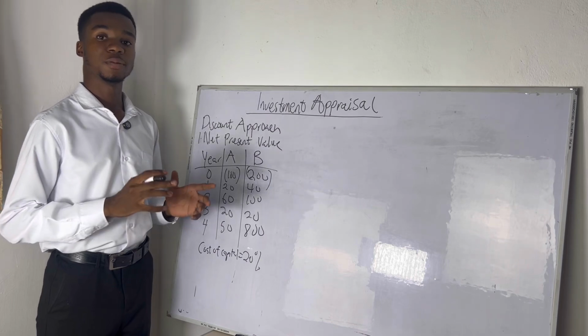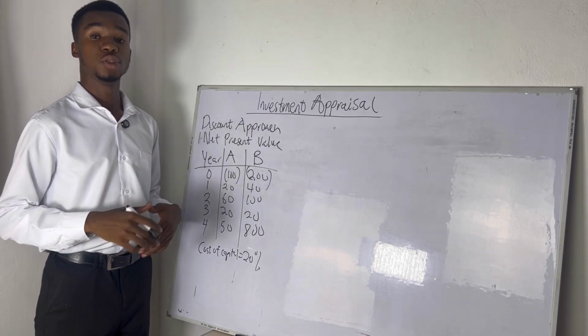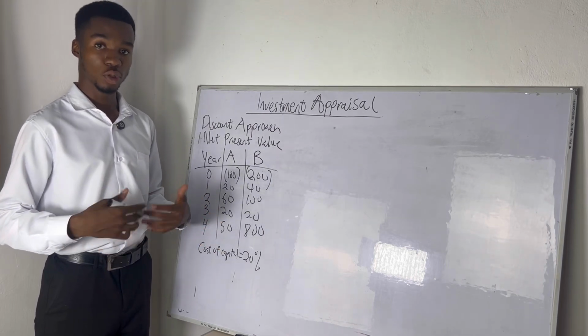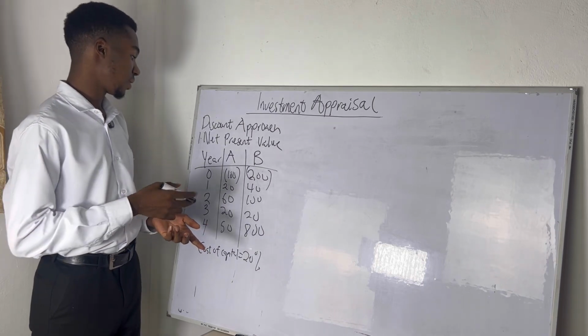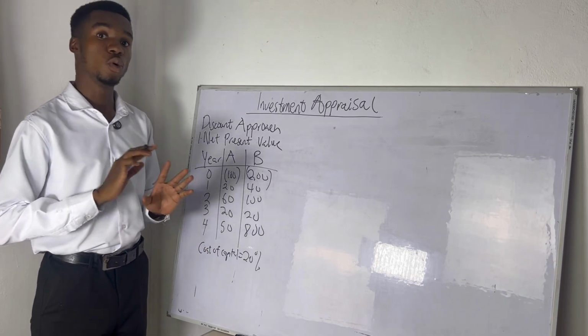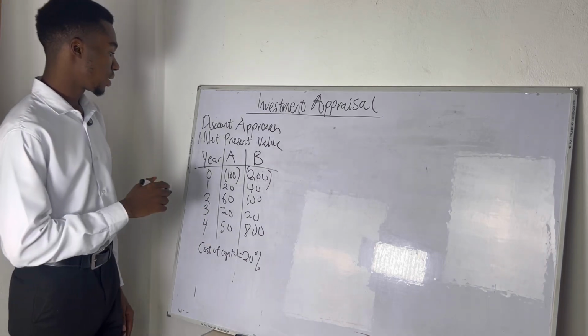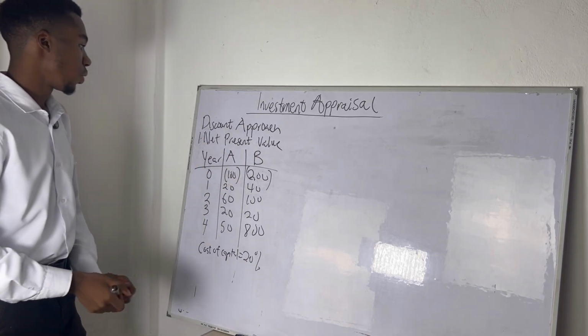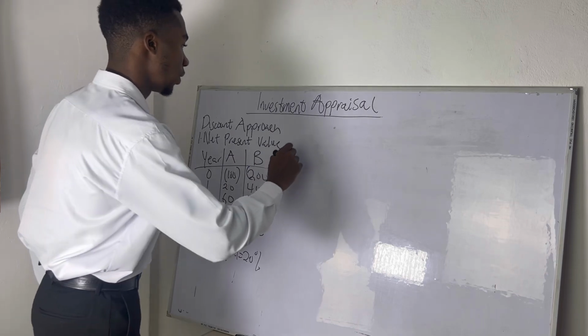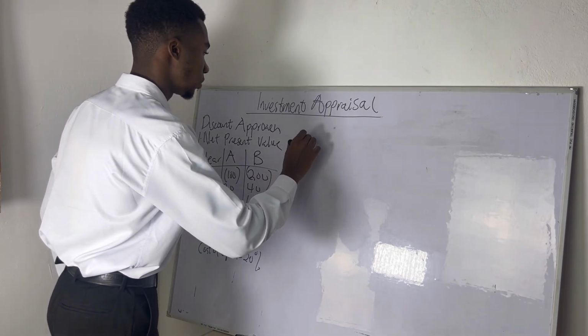So if the net present value is positive, it means that we should go ahead with the project, or we should continue with the project. But if it is negative, it means we shouldn't go ahead with the project, or we should not undertake the project. That's what it means. So let's start with investment A. So we're going to solve for investment A.